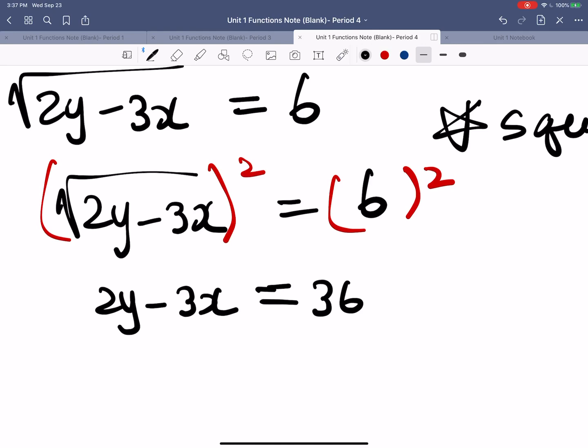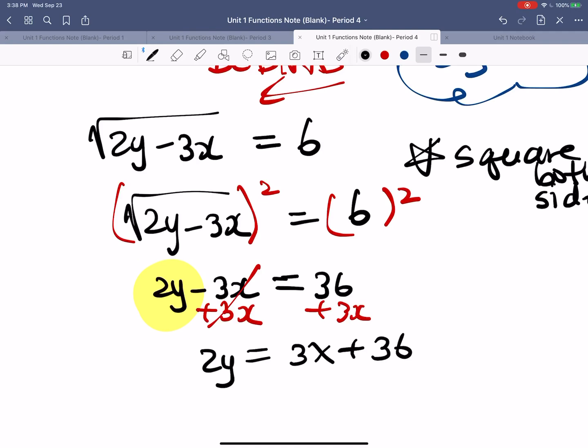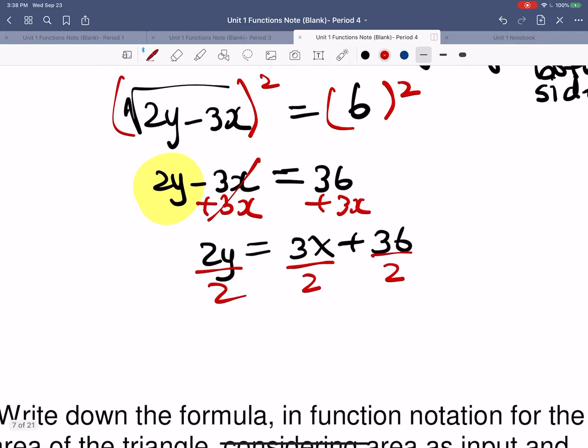I want to get y by itself, so I want to do BEDMAS backwards. Based on that, I want to add 3x to both sides. Same thing as saying move the 3x to the other side. I get 2y is equal to 3x plus 36. I'm going to divide all 3 terms by 2. Therefore, I get y is equal to 3x divided by 2, plus 18.